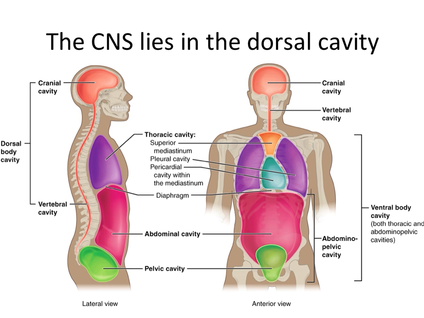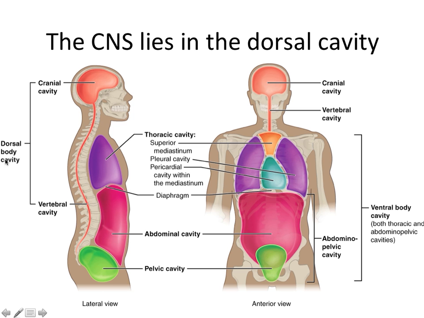Now, our ventral body cavity includes the thoracic cavity that you can see here and the abdominal pelvic cavity that you can see here. Now, the central nervous system, as we said, lies in the dorsal cavity, and this is extremely functional and adaptive, and the reason for that is that this dorsal cavity lies in bony protection.